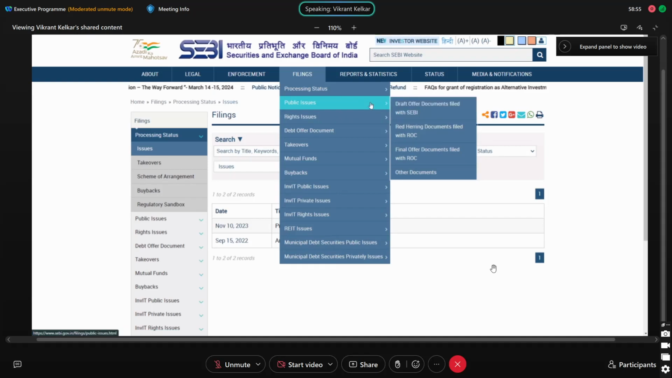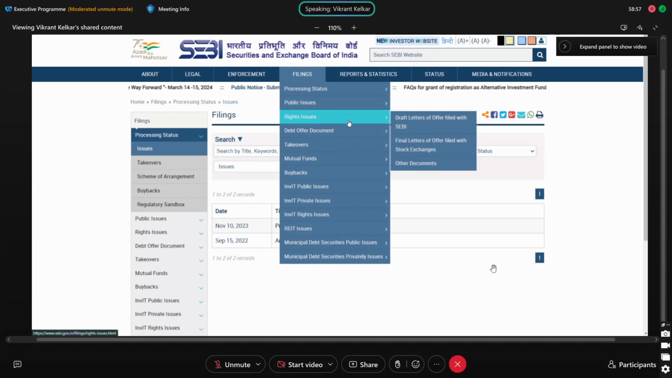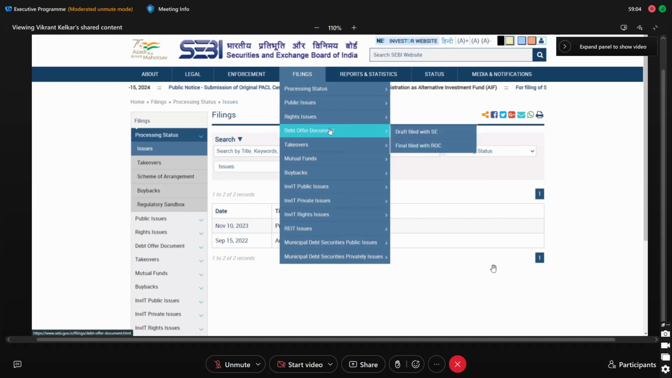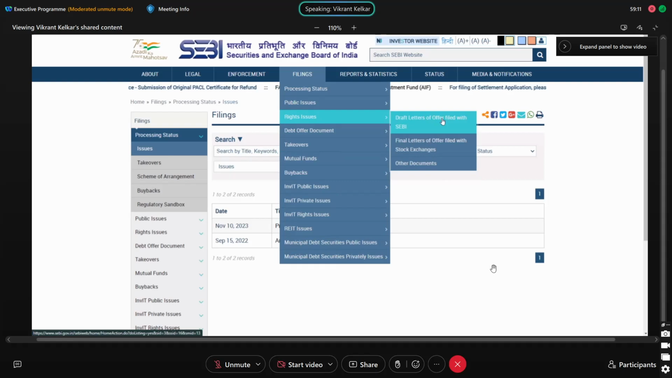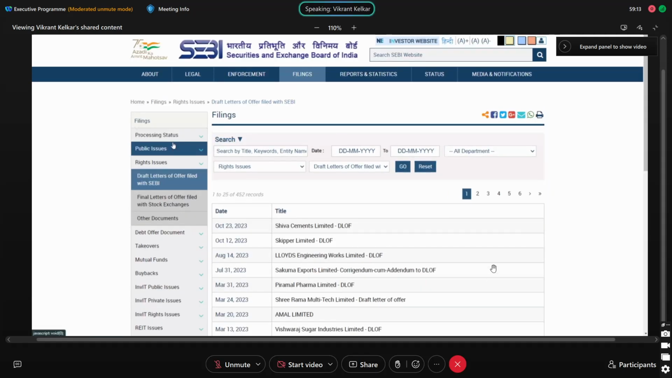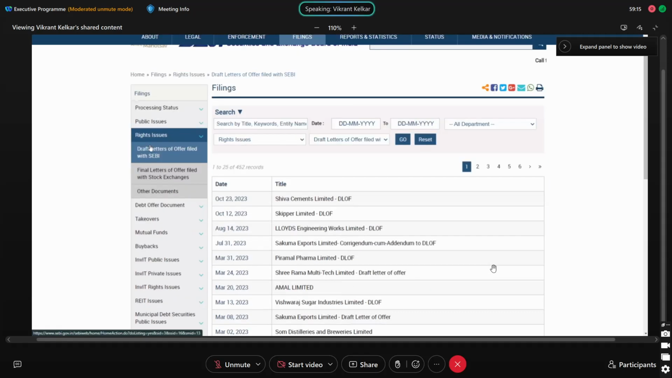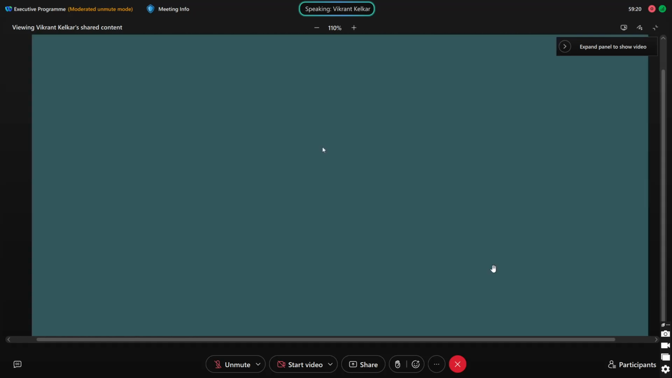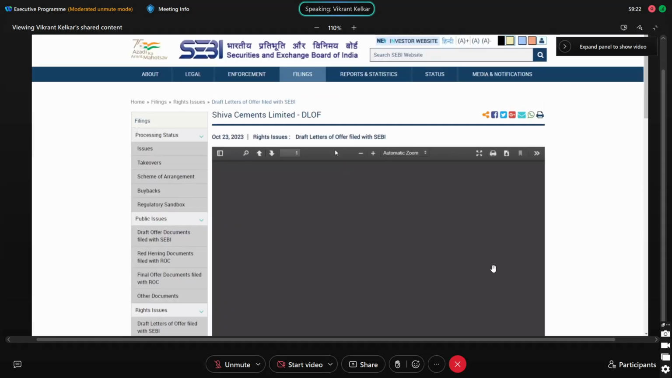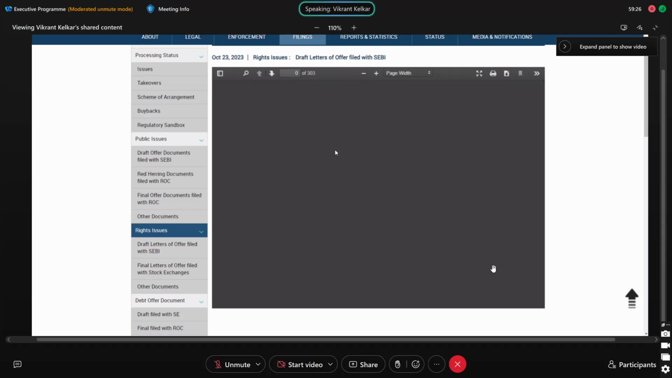If you click here, the same is there for rights issue also. In rights issue too, draft letter of offer with SEBI for rights, then final letter of offer. Also, draft filed with stock exchanges and ROC. In the takeover code also, there is the letter of offer. So whatever it is, it has to be submitted first to SEBI. Let us click here. Now here we have a list. On October 23rd, Siva Cement Limited draft letter of offer. So this is the letter of offer. Let us open it once and see.